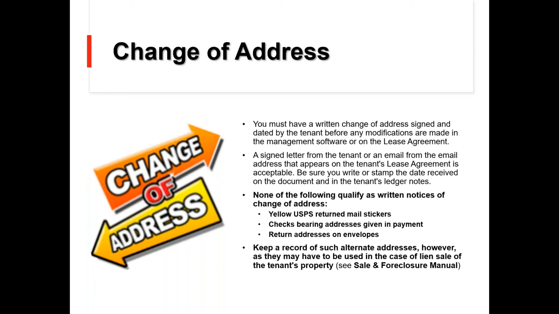Keep a record of such alternate addresses. Again, it's important to do that. And remember, just keep them in the file. Especially if it's going to a lien sale, I send it to every single address that I know, and then I'm not in trouble for any other problems. I'm thinking, if I do all three, then I'm in good shape. Remember, if you'd like more information about this, the sale and foreclosure manual can help you with that, and you can find that on the AZSA website.